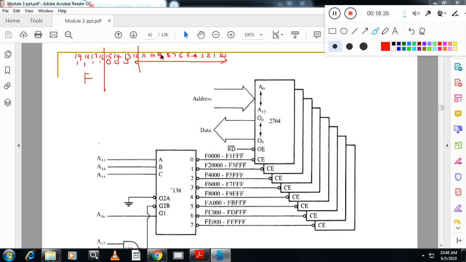And for the rest here, you make blocks of 4s. So here the combination is when the decoder is 0, 0, 0, this becomes 0, 0, 0, 0, 0. What is the highest combination? The highest combination is with the decoder remaining 0, 0, 0 for the first combination of the decoder, and the rest all ones, means F, F, F. So you will get the range here: first one is F0000 to F1FFF. This is the range.